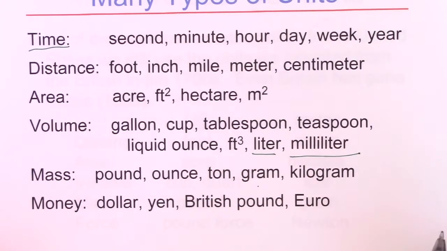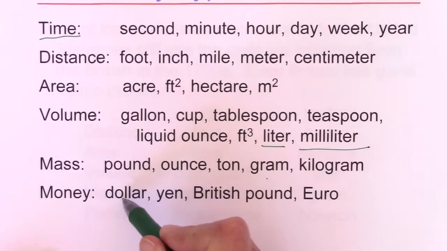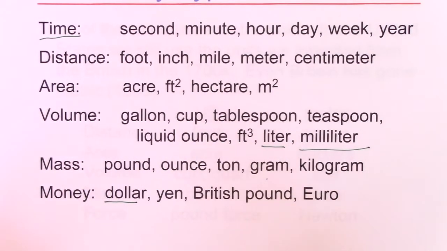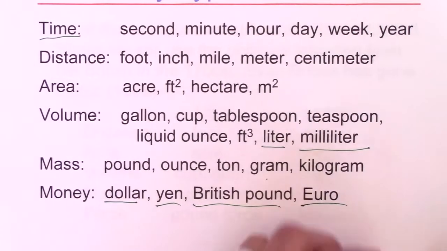And even for money, we have units. So for example, the standard unit of currency in the United States is the dollar. In Japan, it's the yen. In the United Kingdom, it's the British pound. And in much of the rest of Europe, it's the euro.